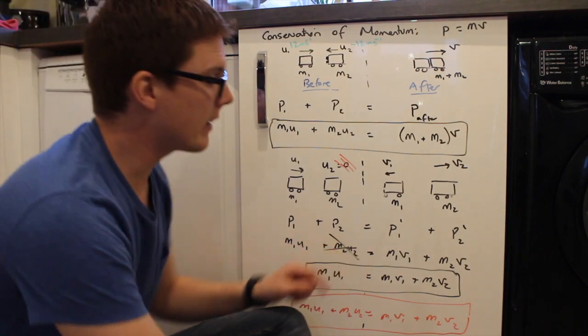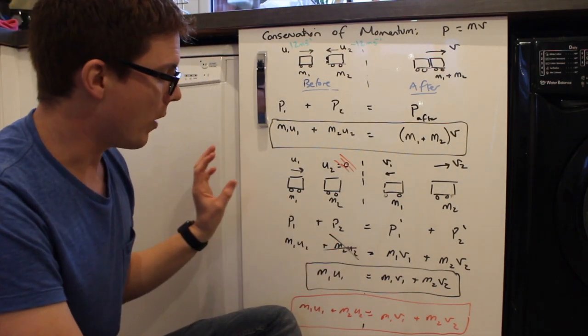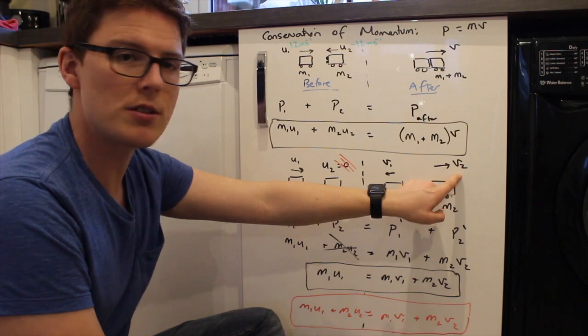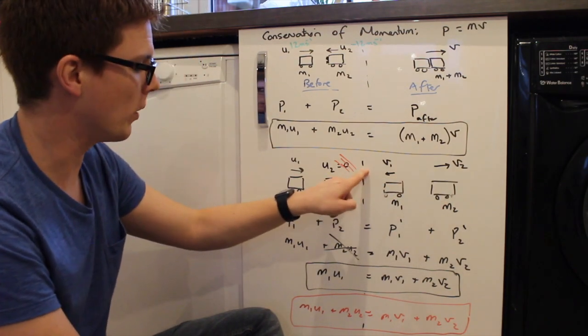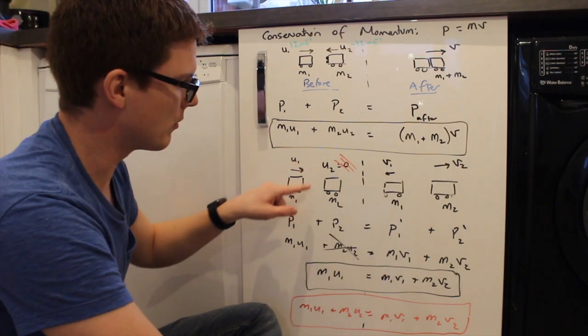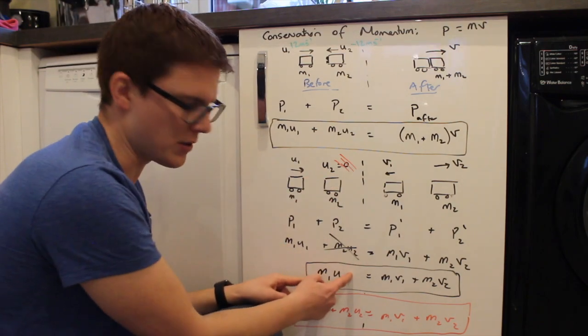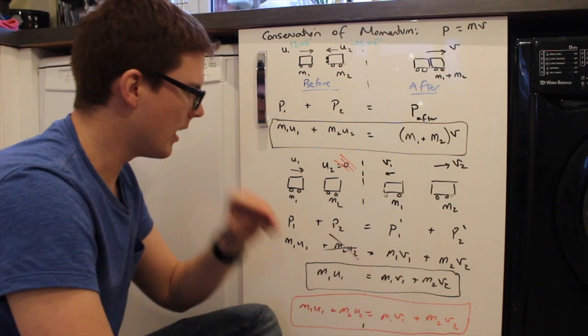So if we come down here, let's say we've got a problem where we want to find out what v2 is, or v1, sorry, let's go for v1. And we're going to pretend that u2 is 0, which means we'll factor in this black equation, the one in black.